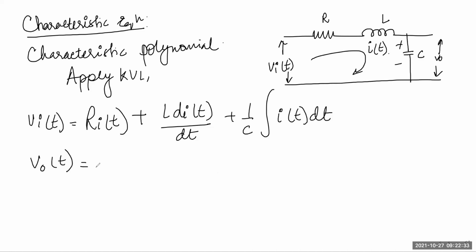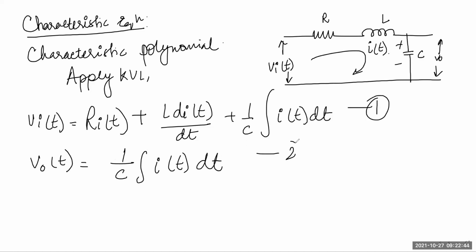Achha, what will V0 be? V0 will be only across the capacitor, so it will be the integral of I dt. These are the two equations we are getting from here. This is actually the characteristic equation, or characteristic polynomial equation, which we can say.